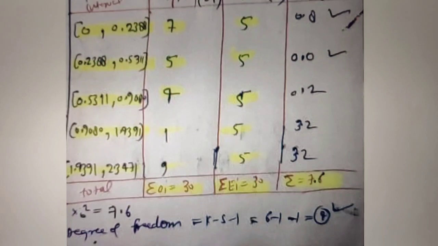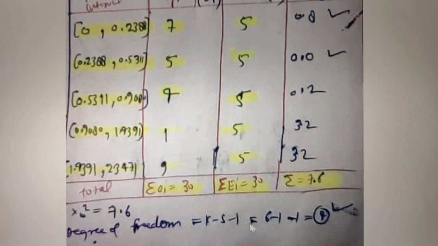Okay, now we just have to calculate the total sum. The summation of observed frequencies gives 30, the summation of expected frequencies gives 30, and the total summation of chi-square values gives us 7.6. So this one is 7.6. Now we have to calculate the degree of freedom. The formula used here is k minus s minus 1, where s is 1 here. As for the intervals, I have taken 6 here, so 6 minus 1 gives us 4. So the degree of freedom is 4.